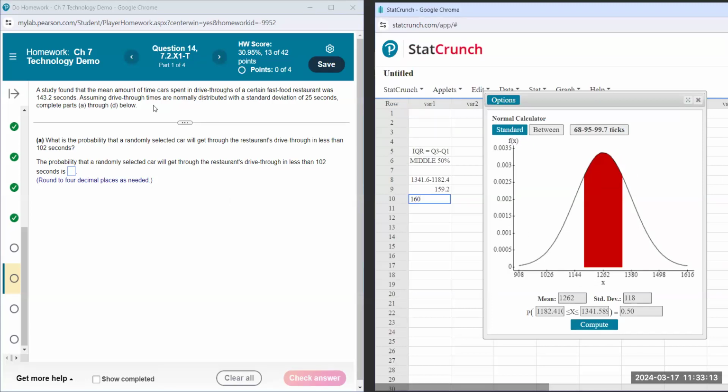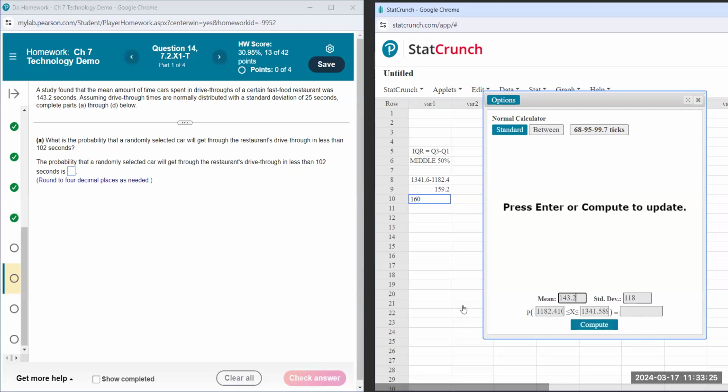And so, meaning drive-through times are normally distributed with a standard deviation of 25 seconds, complete parts below. So let me put that here first. For my problem, the average time spent is 143.2 seconds, give or take 25 seconds. There are 60 seconds in a minute, so 120 seconds would be 2 minutes. So maybe between 2 minutes and 3 minutes for this particular fast food place, and yours might be a little bit different.